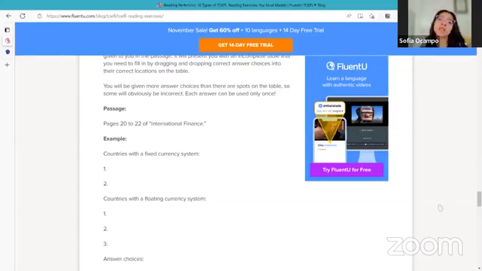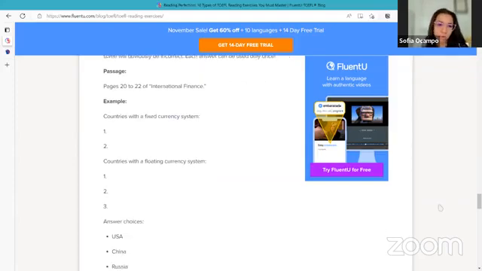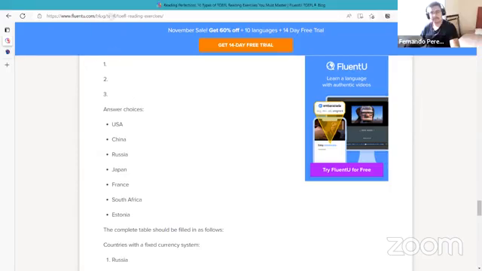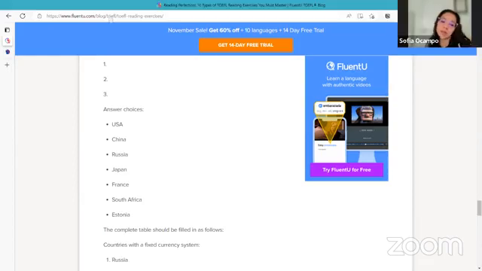Passage: pages 20 to 22 of International Finance. Example: countries with a fixed currency system, and there are two options that you have to fill. Countries with a floating currency system, 1, 2, 3. Answer choices: USA, China, Russia, Japan, France, South Africa, Estonia.